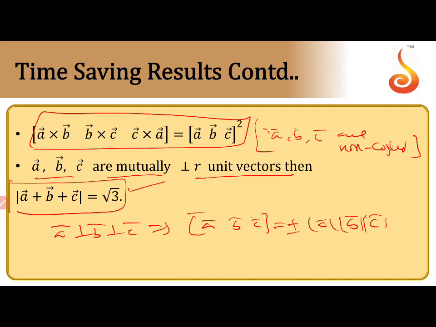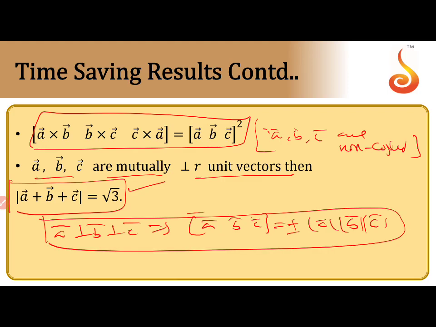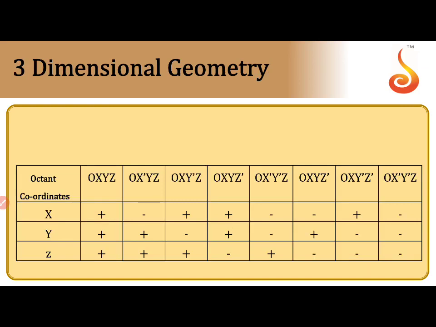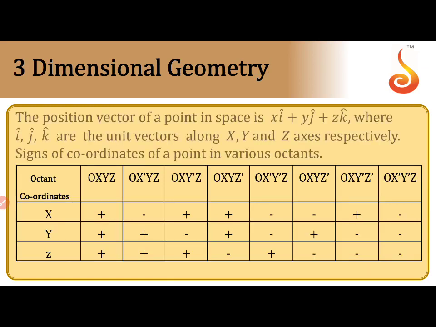Clear this one? Next, if the vectors are perpendicular, what is the box ABC value? That is plus or minus modulus A, modulus B, modulus C. This is important when solving problems. You can use box ABC directly as the product of modulus A, modulus B, modulus C if they are perpendicular vectors only. That is important here. So that is all for vectors. Next, 3D geometry.